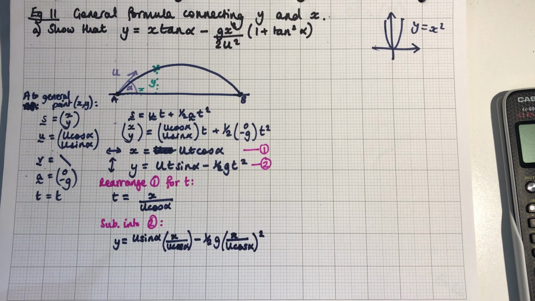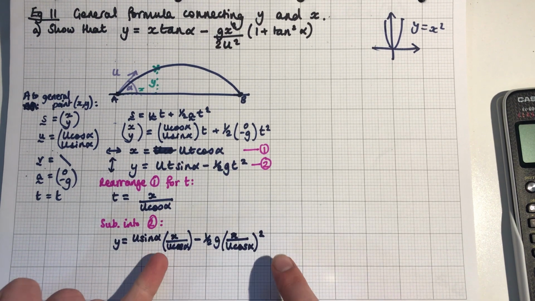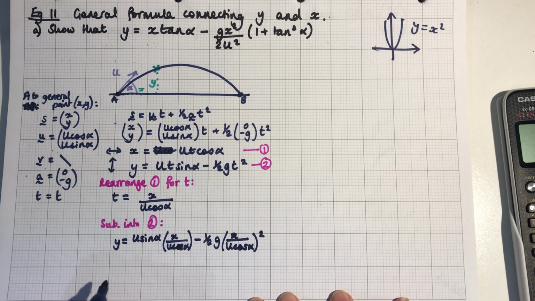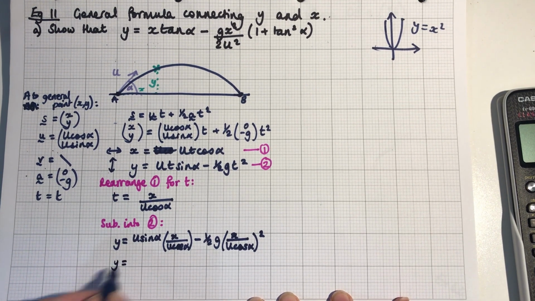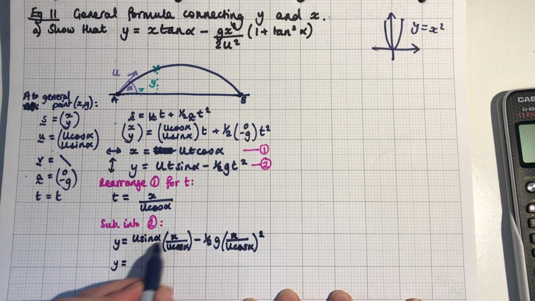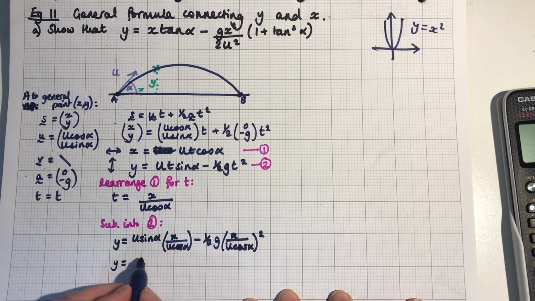Now we need to do some work with this and tidy it up, and when we do that we will eventually end up with this equation here. So let's have a look. We have y equals, and I'm going to get rid of the brackets, so I'm going to make this into a single fraction, so this u sine alpha multiplies with the numerator.